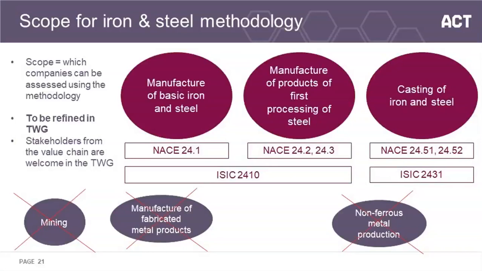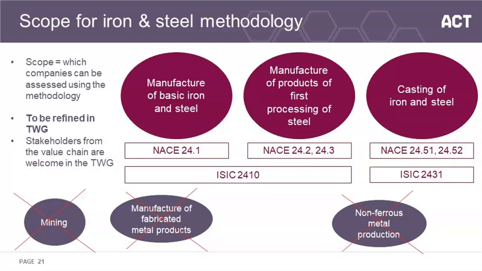So the scope is not the companies or the entities that we want to see in the technical working group. As Alice explained, the technical working group is broader than that. We want stakeholders from all the value chain. They are welcome in the technical working group, but for the methodology, we have to focus on the sector. And here for iron and steel, we will focus on the manufacture of basic iron and steel, the manufacture of products of first processing of steel, and the casting of iron and steel.